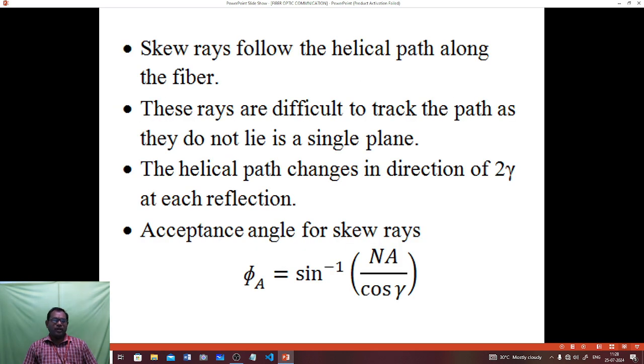and along the fiber. These rays are difficult to track the path as they do not lie in a single plane. The helical path changes in direction of 2 gamma at each reflection. Acceptance angle for skew ray is represented by phi a, which is equal to sine inverse of numerical aperture divided by cos gamma.